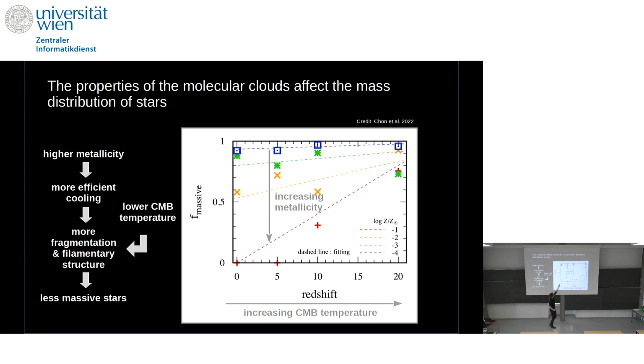However, for the high metallicity case, the red line, you have a lot of metals which could cool you down. But at early times, you still have the CMB temperature penetrating the gas. Therefore, you can't cool as efficiently, and you still form a considerable amount of mass in high mass stars.